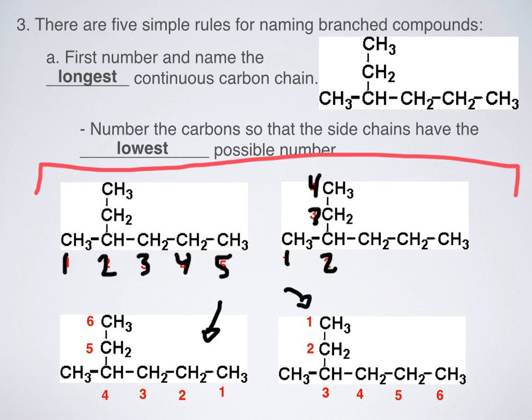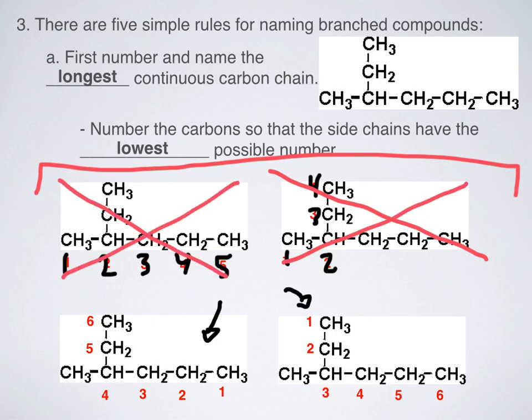So remember, I want to have the longest continuous carbon chain. So which 2 can I immediately get rid of? All right, let's cross out this one, because this is only 4 continuous carbons in a row, and then let's also cross out this one. This one's 5 continuous carbons in a row. So one of these 2, this one or this one, is going to be the correct answer.